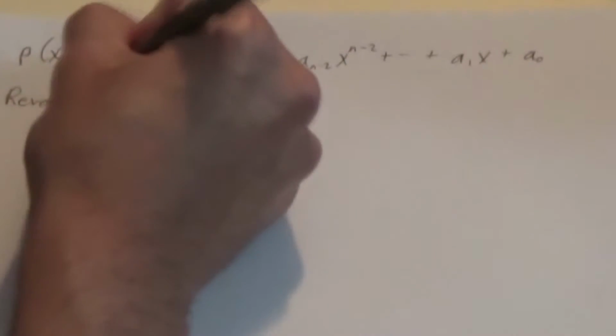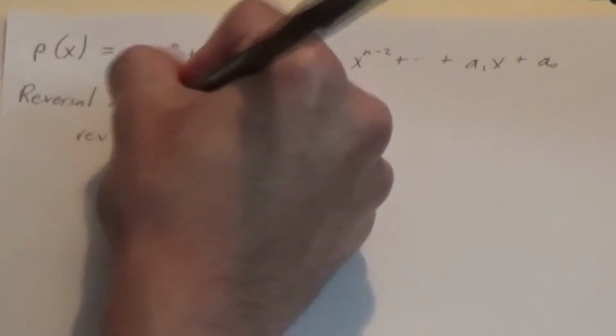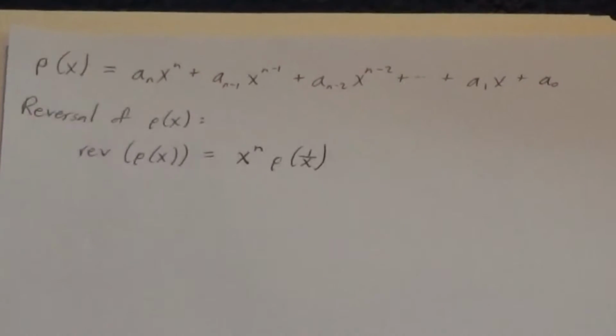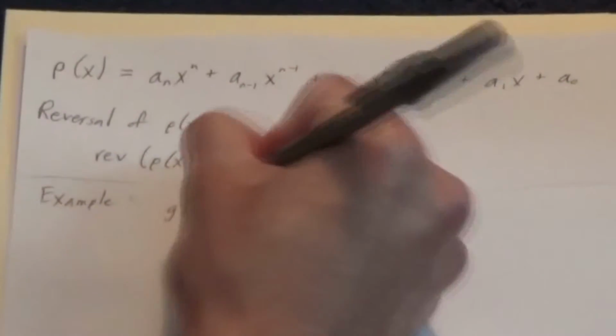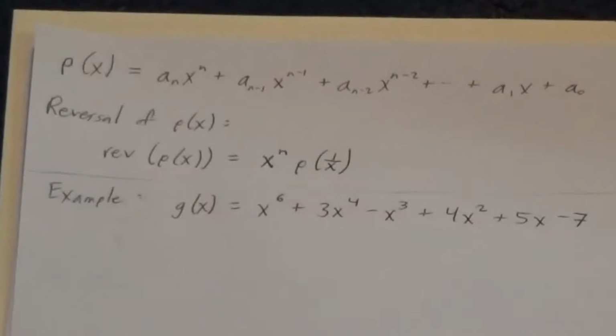We can take the reversal of this polynomial, and formally defined, what this equals is x to the n times p of 1 over x, where n, of course, is the same integral degree number as the original polynomial, p of x. So, for example, if we just make up an example, like I have right here, g of x, then there are a couple of ways of logically deducing the reversal of g of x.